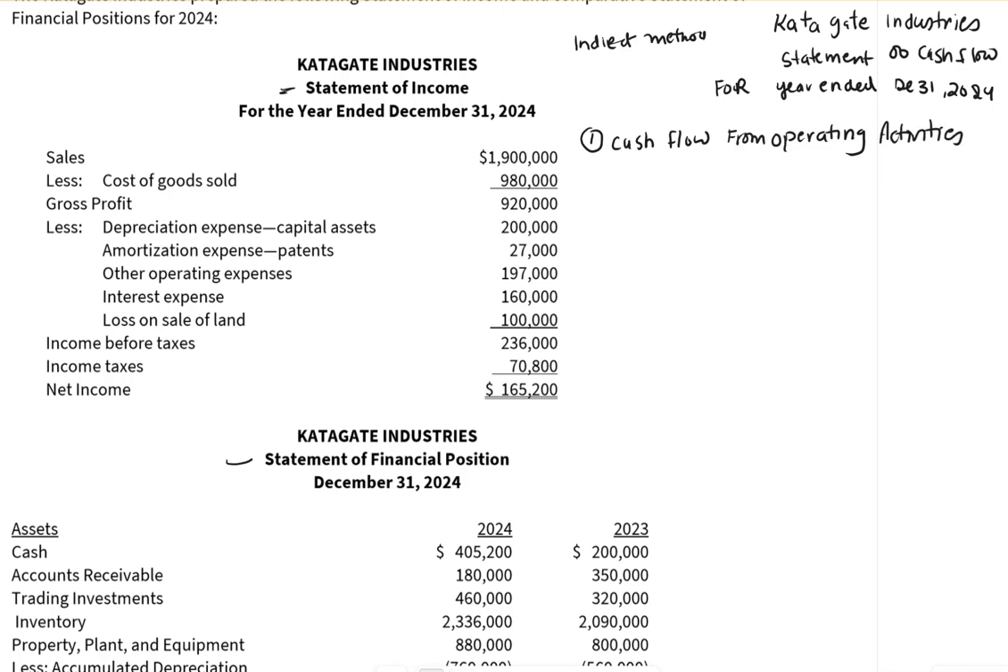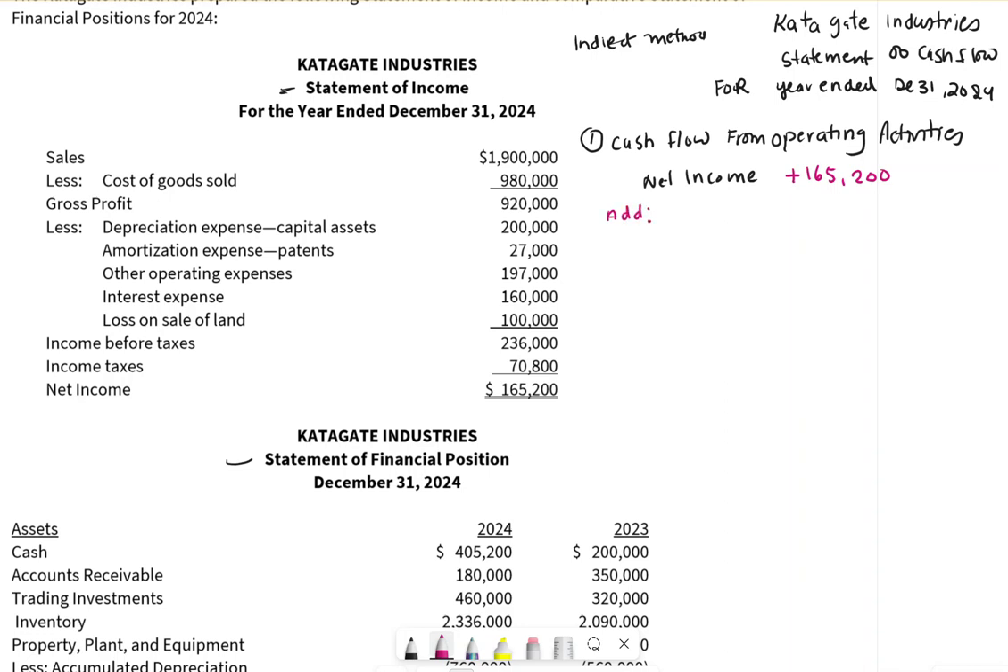From there you could have a net income, or you could have a net loss. If you have a net income, you will start with a positive number, and if you were to have a net loss, you will start with a negative number. That's the only difference between a net income and a net loss. We're starting off with a positive number, and that positive number is 165,200.